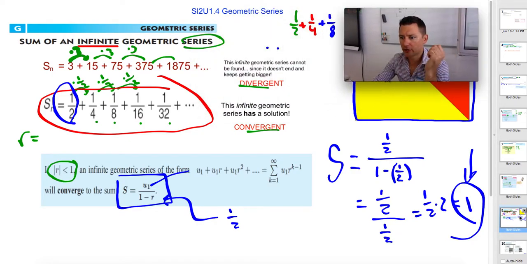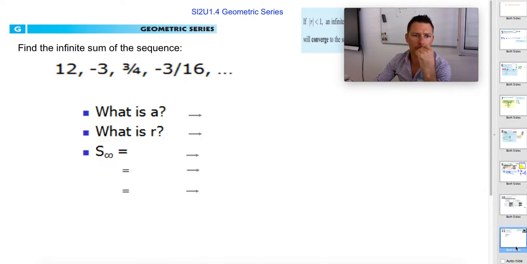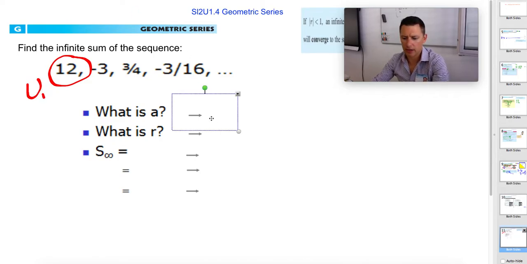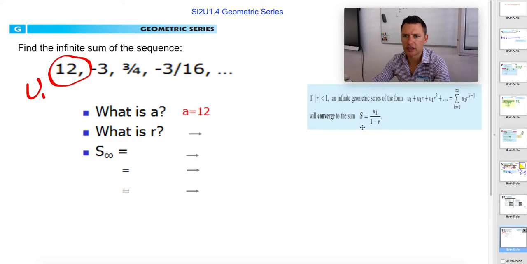Okay, so let's try that with a little bit of an uglier number. How about this guy? Find the infinite sum of the sequence 12, -3, 3/4, 3/16. So A is another way to say U1, so it's right here. Here's the equation if you need it again. What's R? Well, it's how we go from here to here. It's how we go from here to here. And if you divide the two, you'll get -1/4.